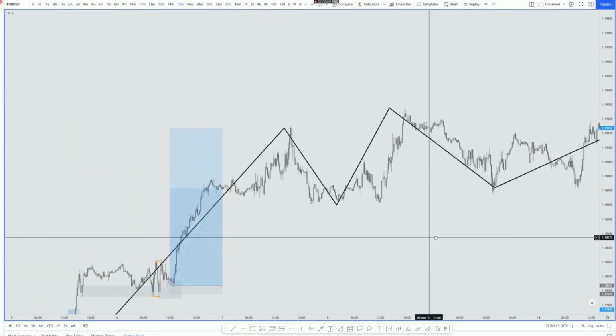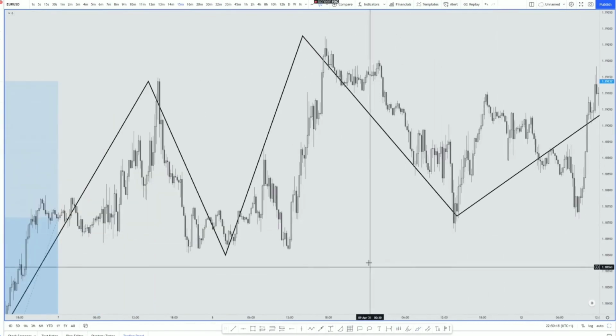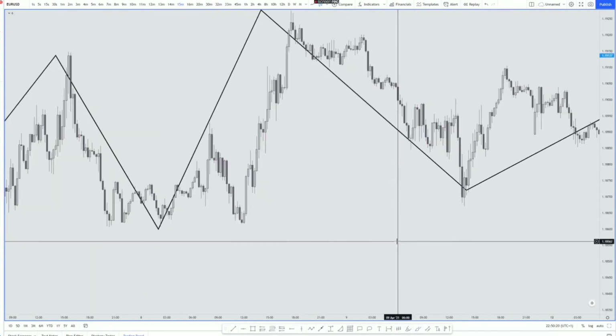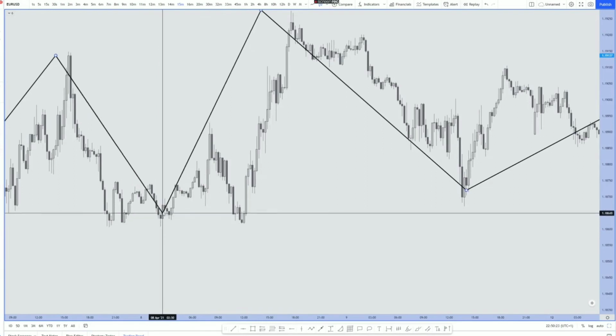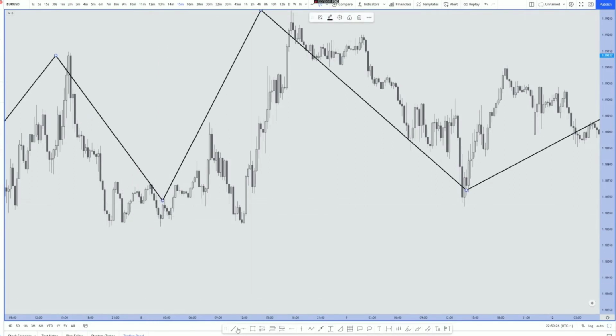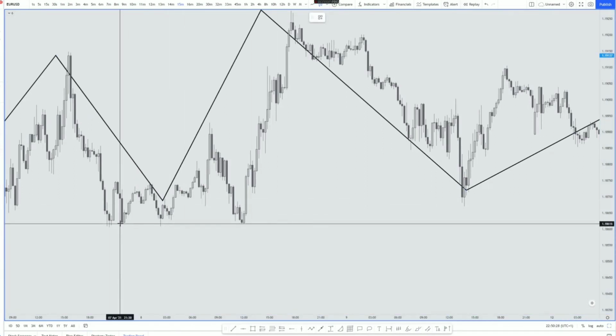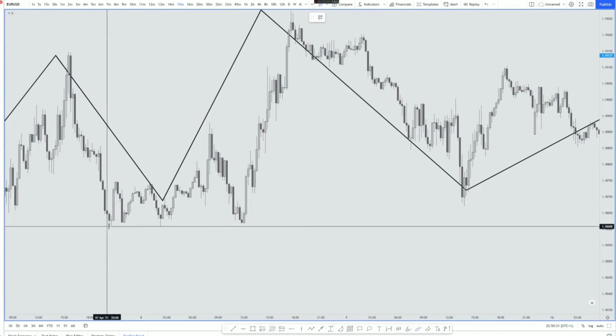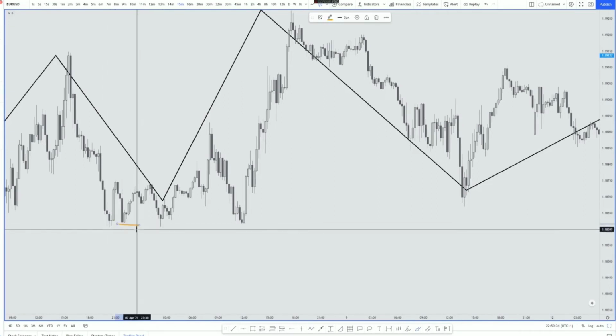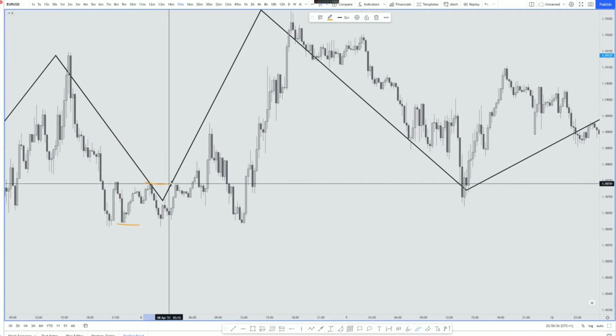And let's just zoom in on that. I can kind of look at it a little bit closer. So if I just move this up a bit just so we can see. But again, you can see liquidity was taken. You didn't take these lows, but you did take these lows. And then these highs were taken.